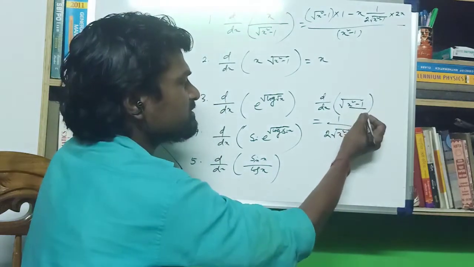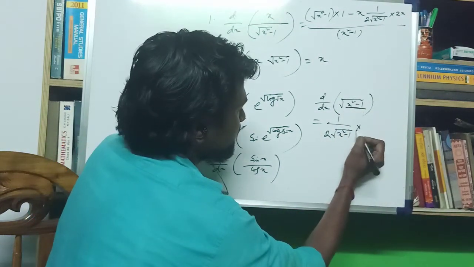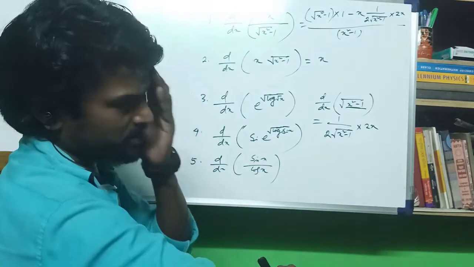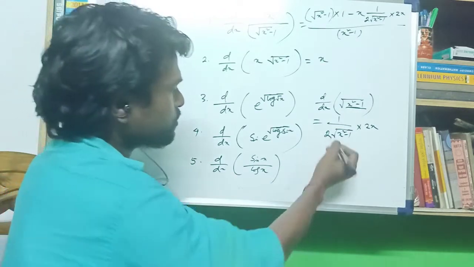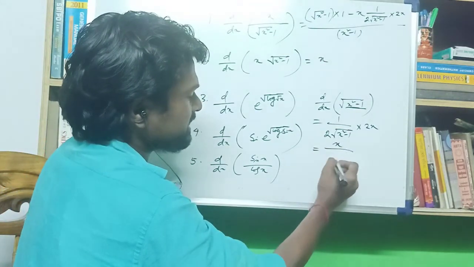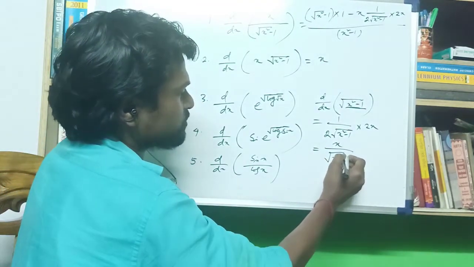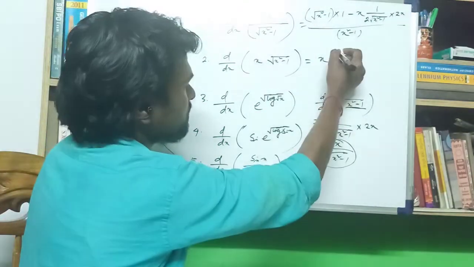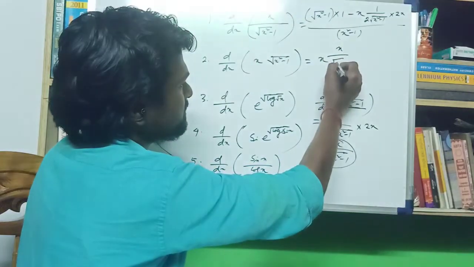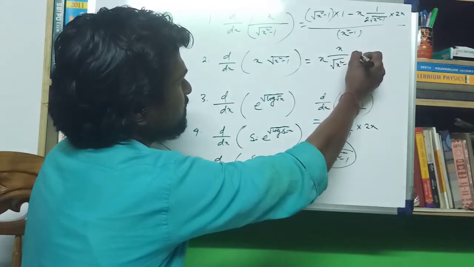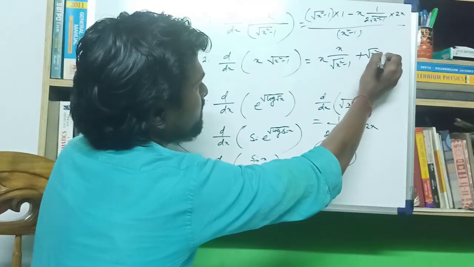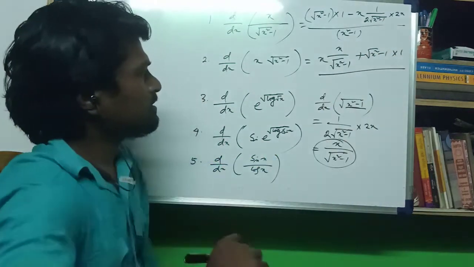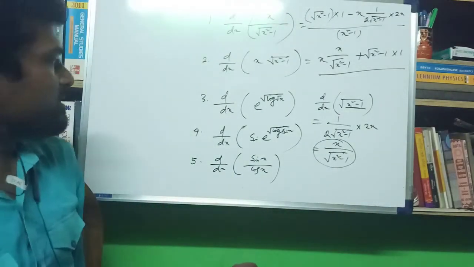But if this value is also differentiable, then you take its derivative again, that is 2x minus 1, where d/dx of 1 means 0. So the final result is x by root under x square minus 1. So this is the result, and you have to write down here x square minus 1 plus root over x square minus 1 into d/dx of 1 means 1. So this is the result.